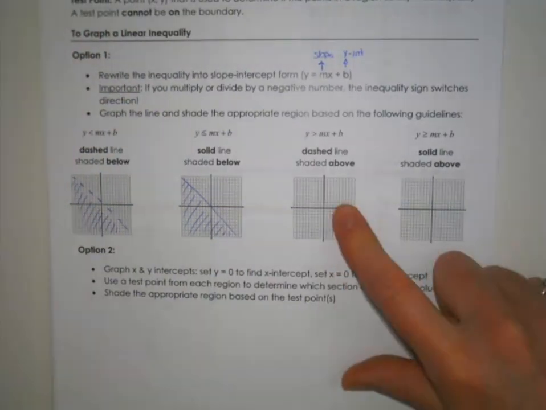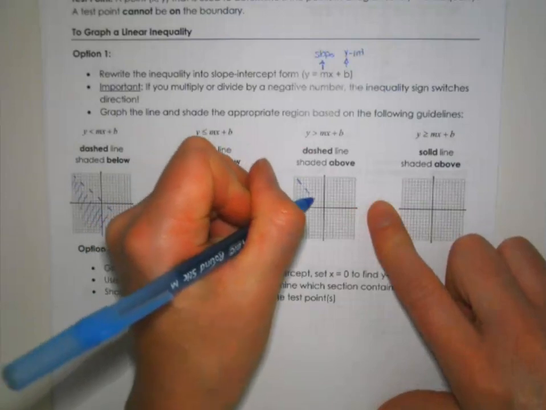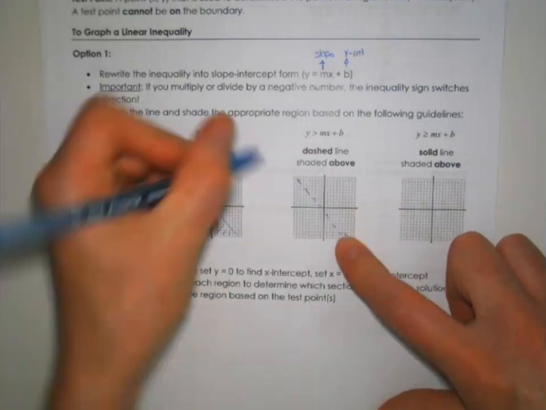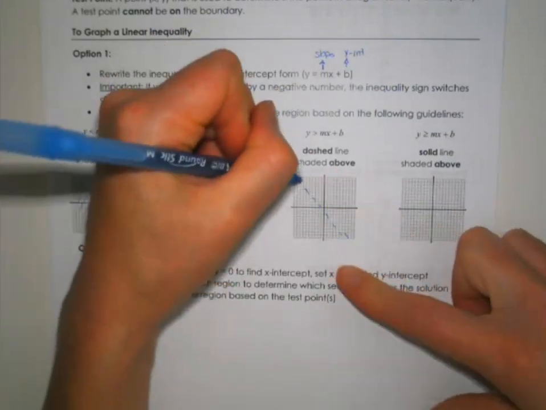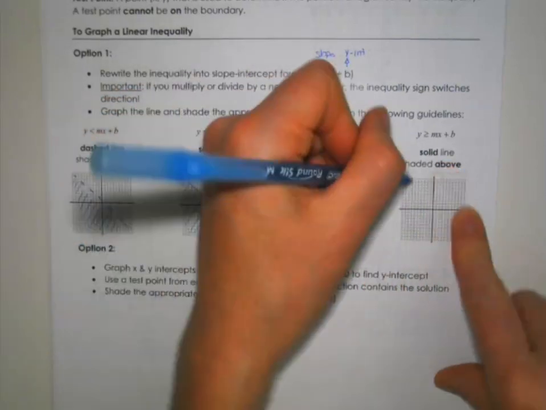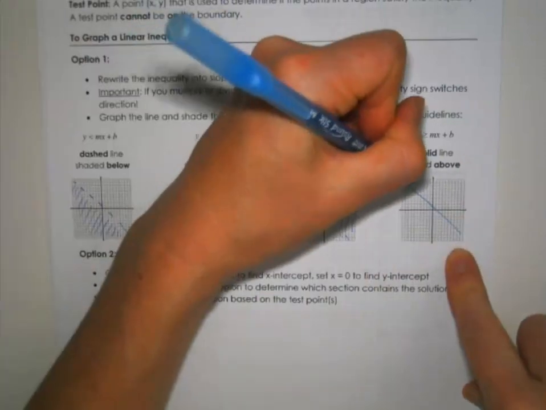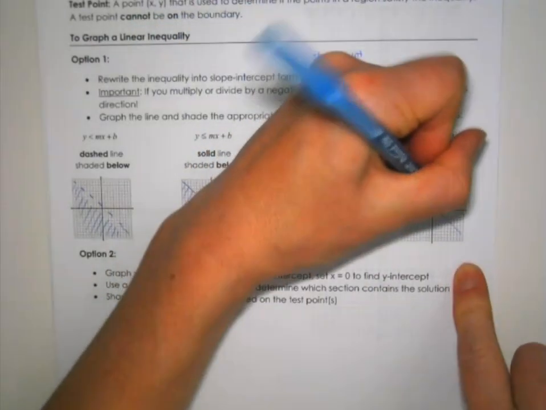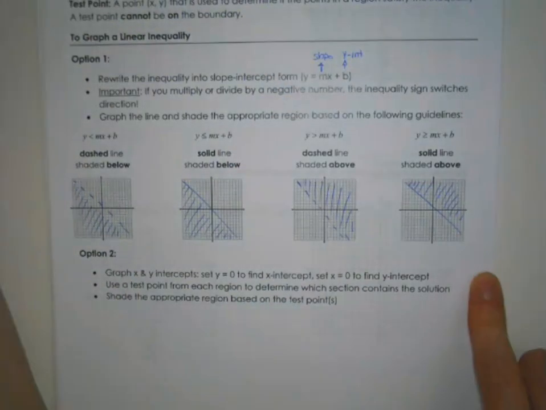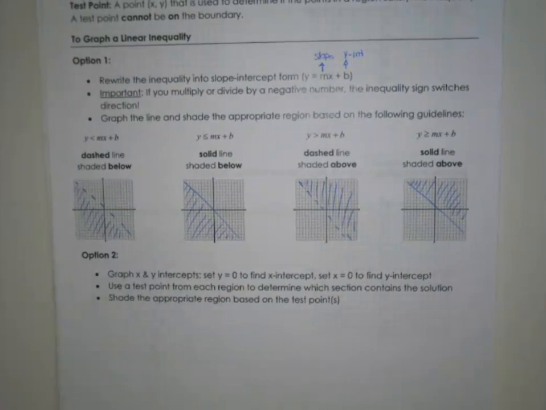And then basically just the opposite for greater than. It's still going to be a dashed line because it's not greater than or equal to, and because it's greater than, you're going to shade above. Okay, and then greater than or equal, same thing, except you're going to have a solid line in that one, and then you're just going to shade above like that. So that's kind of your first option.